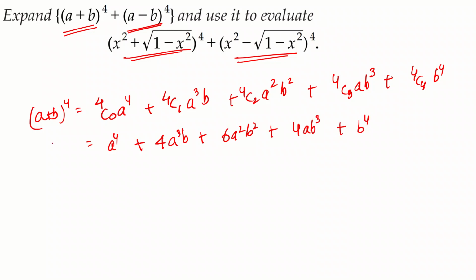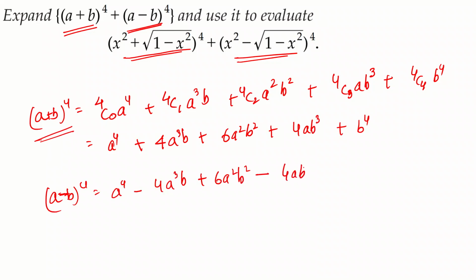Now if a plus b whole to the power of 4 is this thing, then what is a minus b whole to the power of 4? It will be the same formula but with plus minus pattern. So it will be a to the power of 4 minus 4a cube b plus 6a square b square minus 4ab cube plus b to the power of 4. So it is just the same formula but with plus minus plus in this fashion.